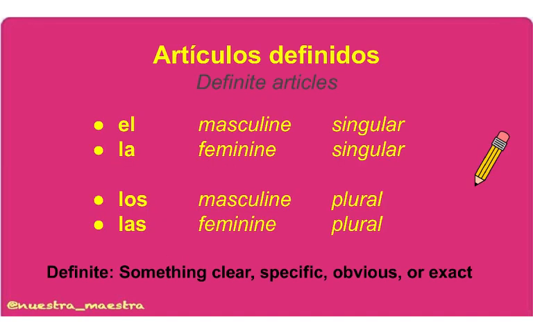So, definite articles, they refer to something clear, something specific, something that's obvious, or something that is exact, the equivalent to the English the. In Spanish, because we have to take a look at the number, if it's singular or plural, we have different variations. We use el if the noun that we're going to talk about is masculine and singular. We use la if it is feminine and singular. We use los and las for masculine and feminine plural nouns respectively.